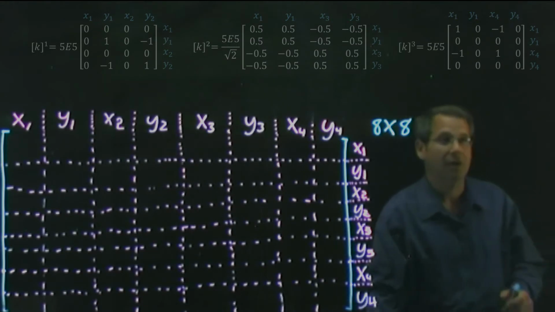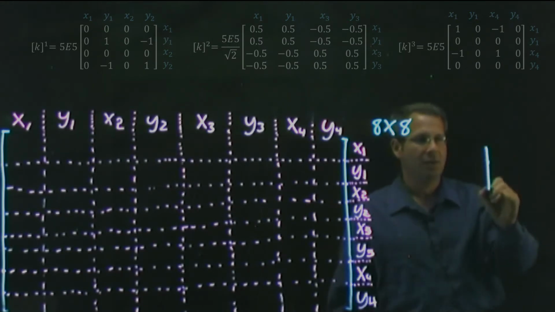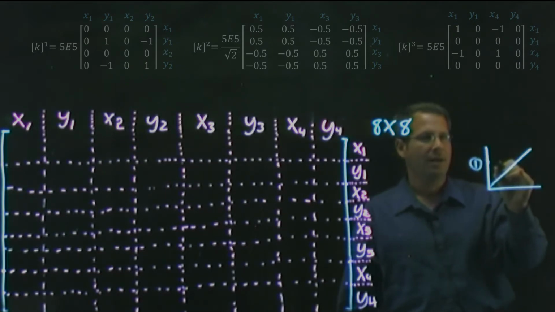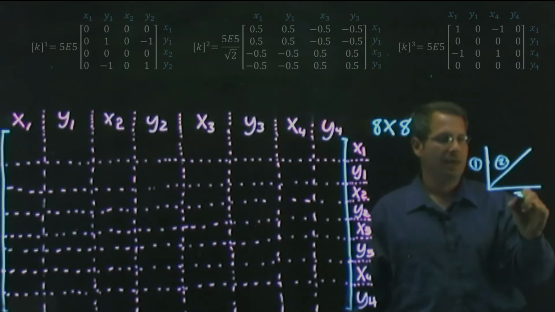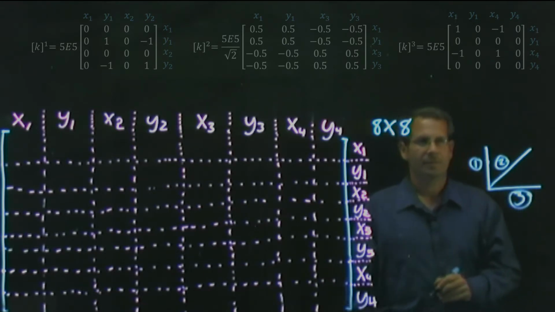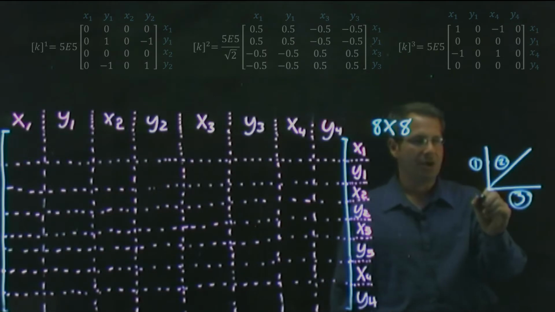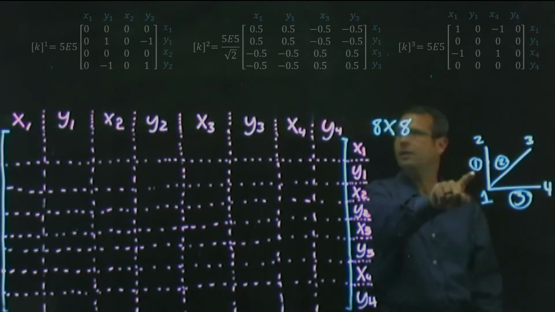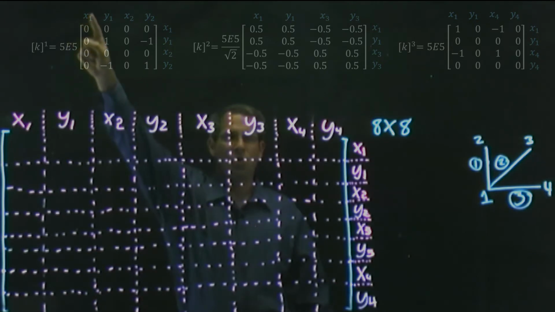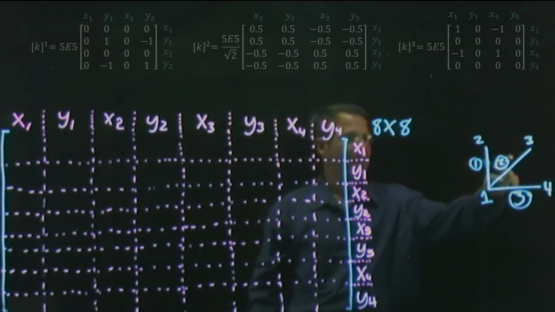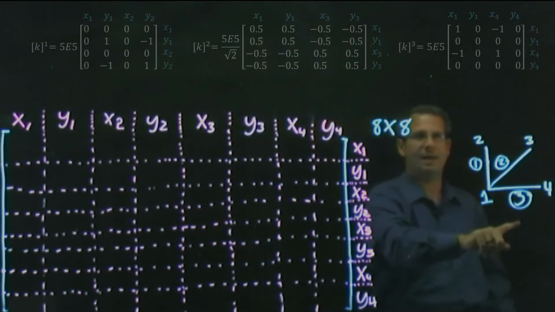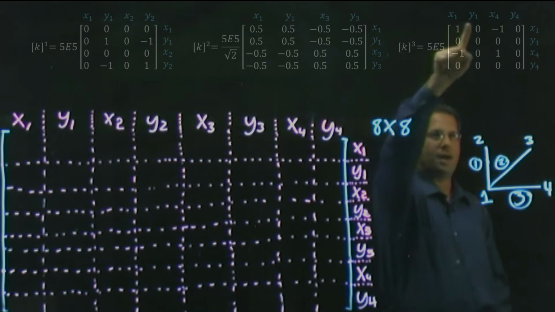Remember the structure of our truss. We have 3 bars, which we called element number 1, element number 2, and element number 3. We called this node node 1. This was node 2, node 3, and node 4. So element number 1 connects node 1 to node 2. Element number 2 connects node 1 to node 3. And element number 3 connects node 1 to node 4.